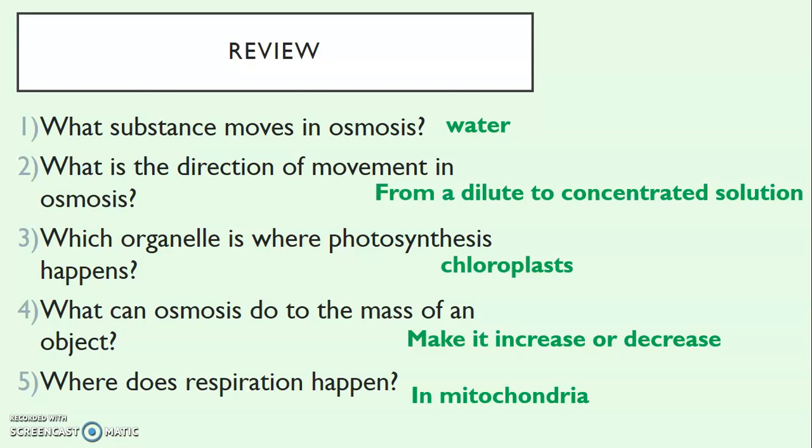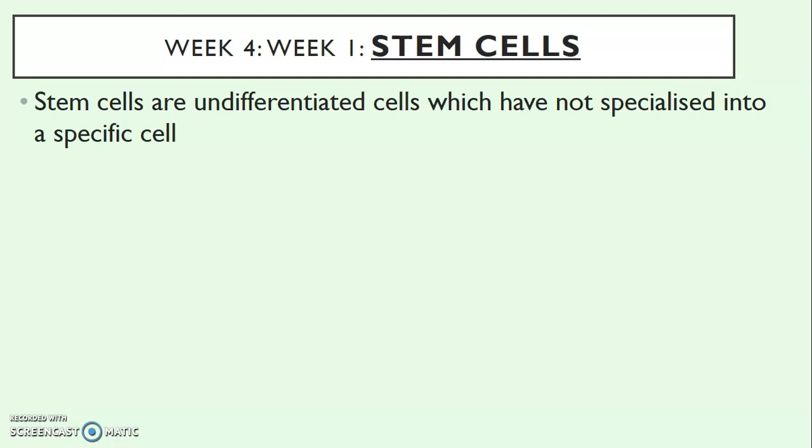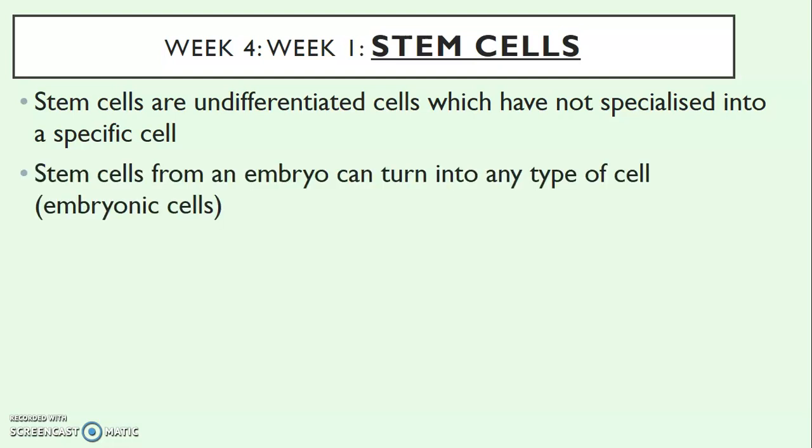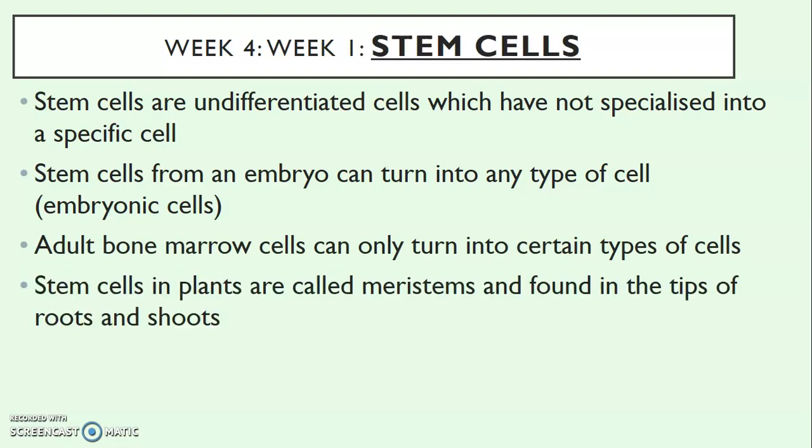So what we're looking at today is stem cells. What you need to be able to do for stem cells is say what they are. So undifferentiated cells which have not specialised into a specific cell. You need to be able to say that stem cells from an embryo can turn into any type of cell, and we call those embryonic cells. Adult bone marrow cells can only turn into certain types of cells. And then stem cells in plants are called meristems, and they are found in the tips of roots and shoots. So we'll have a look at this idea of stem cells in a bit more detail.